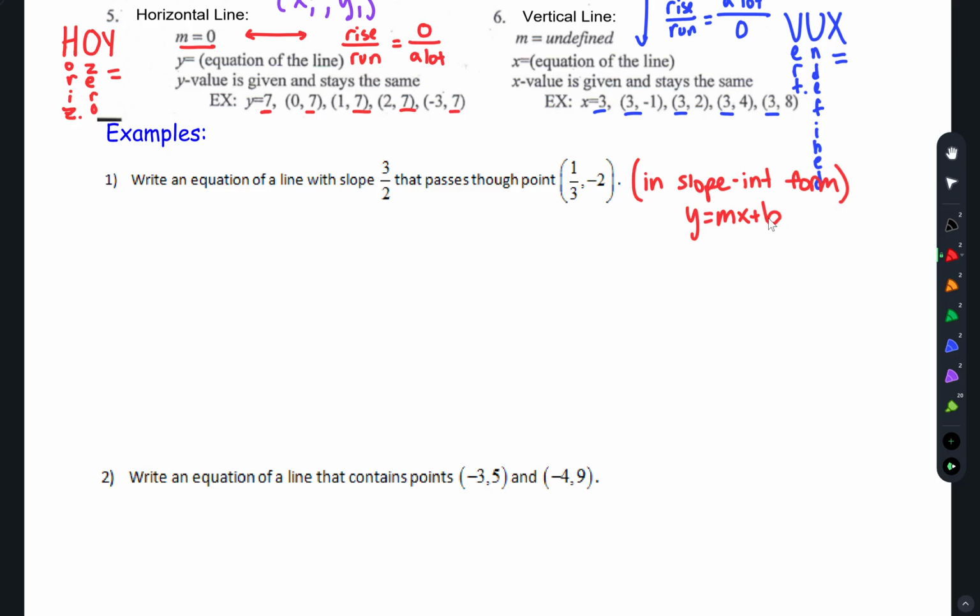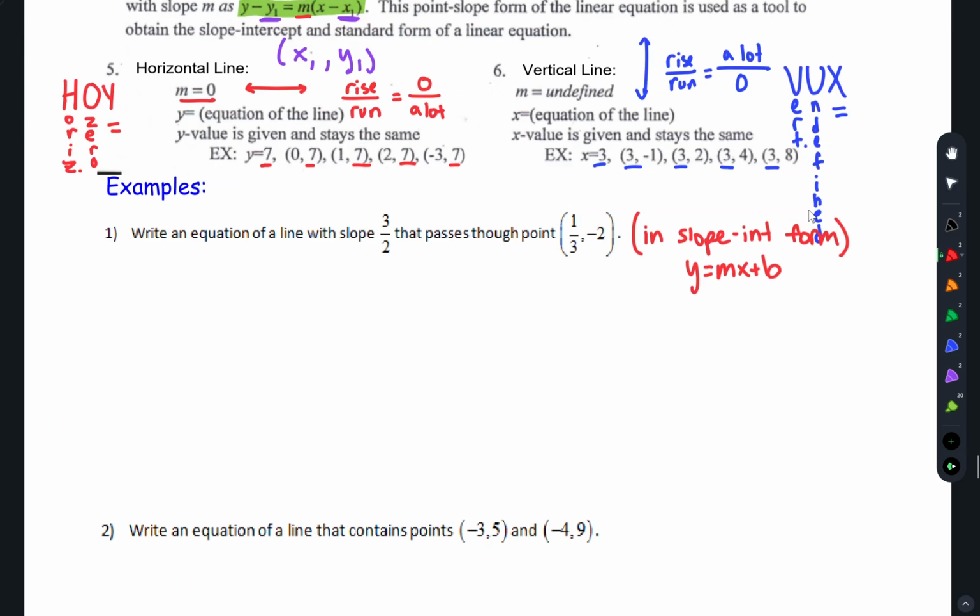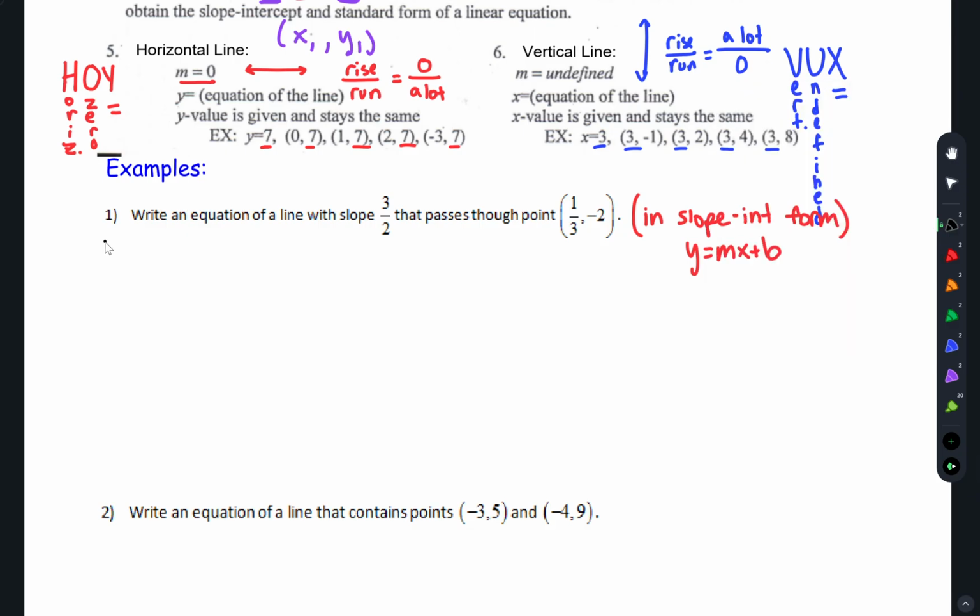And if I take a look at my problem, it should actually tell me exactly what form I want to start in. If I have a slope and a point, and I look at my 3 forms of an equation, I don't have a slope and an intercept. I have a slope and a point. So I'm going to start in point-slope form, right? Pretty straightforward there. So number 1, we're going to start in point-slope form.